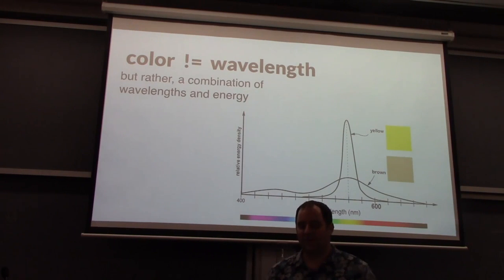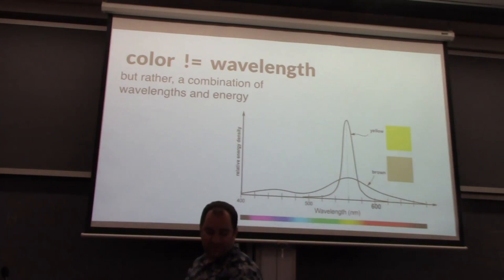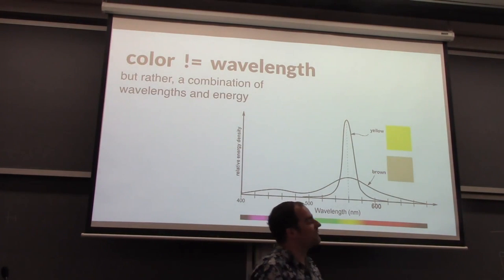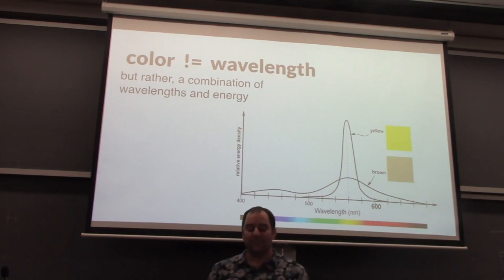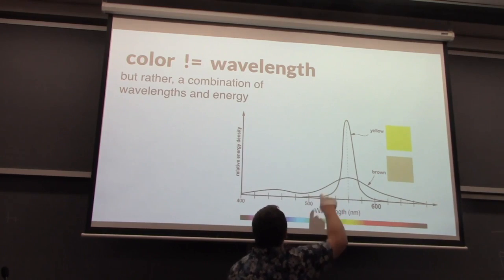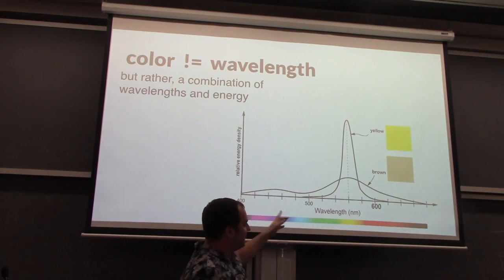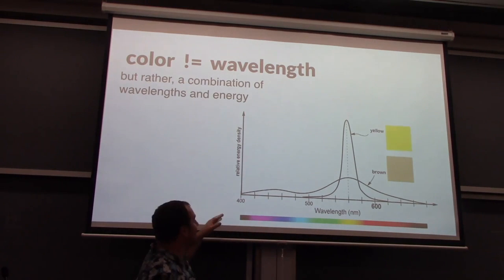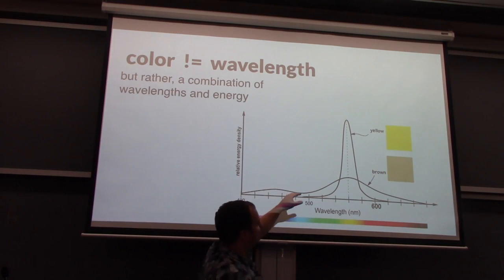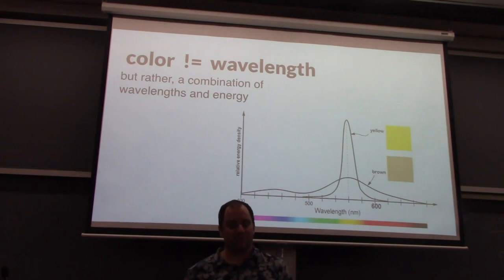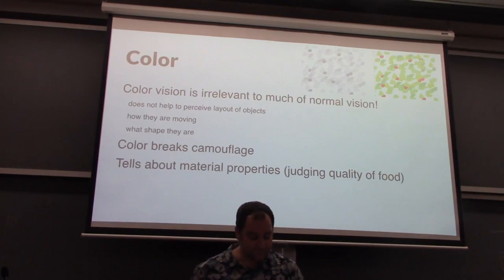Color is not the same as wavelength. It's rather a combination of wavelength and energy. So here are two different examples that both have the peak at the same wavelength, but for example, we perceive a signal like this, where the relative energy intensity is concentrated around this wavelength, as yellow, whereas we perceive a mix of wavelengths with a peak around yellow as brownish. So this is how color is constructed.